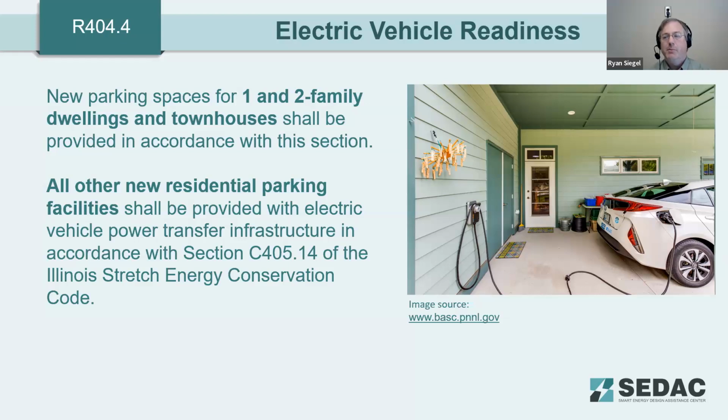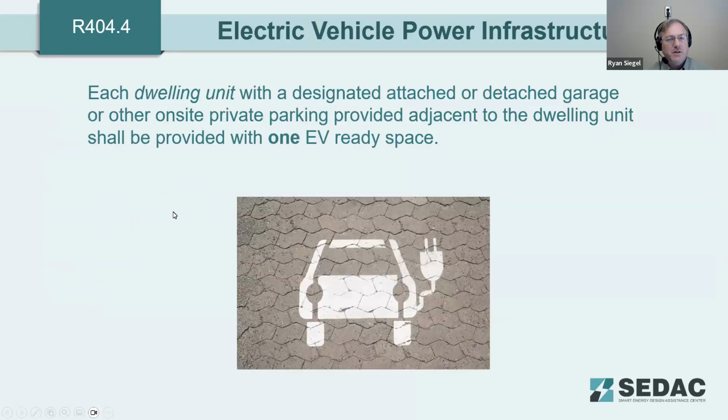So if you're in a multifamily, rather than reciting them again in the residential provisions, those provisions will be found over in the commercial provisions for that. So in the residential section, this is calling for each dwelling unit with an attached or detached garage or other on-site private parking provided to be provided with 1 EV ready space. So for each dwelling unit, you need 1 space that's EV ready for that.